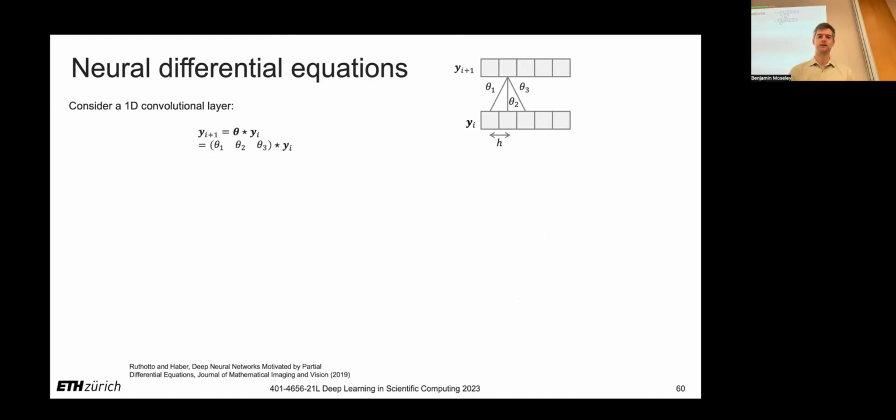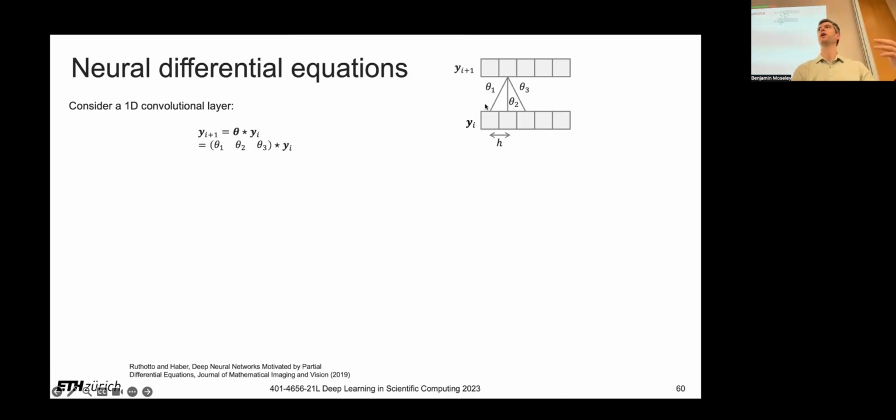We're going to have a 1D convolutional layer. So this is a standard convolutional layer used in machine learning, where you have just a vector as input. So this is y_i. And then the convolutional layer is just defined as a convolution of your weight vector with the input vector. And the weight vector, we're going to say has 3 values: theta 1, theta 2, theta 3.